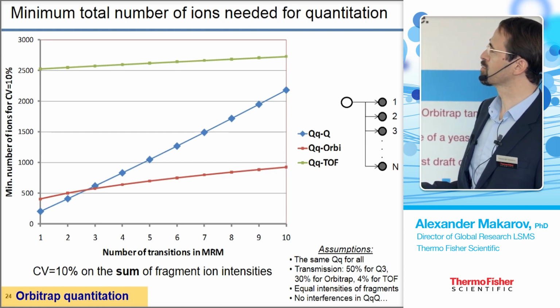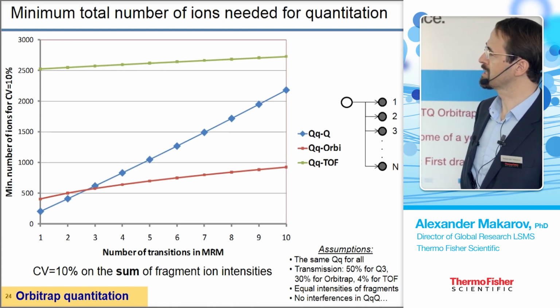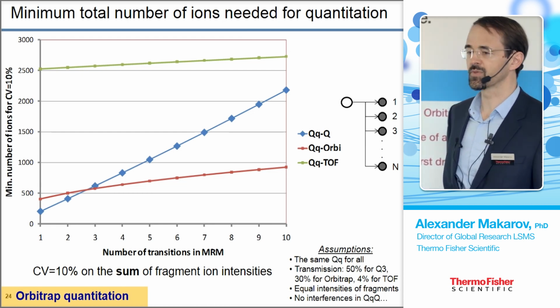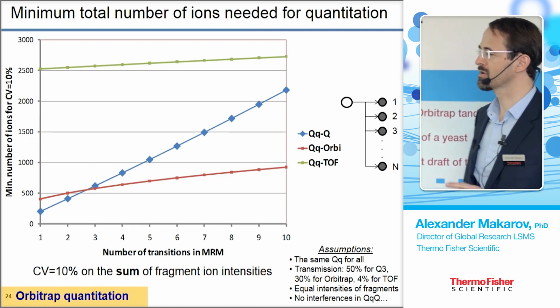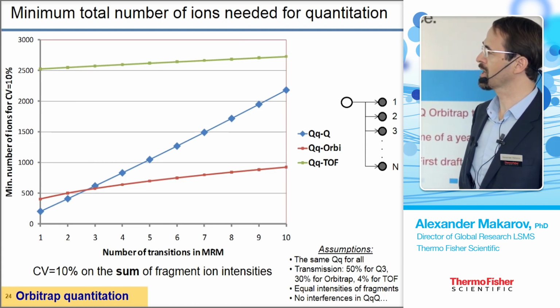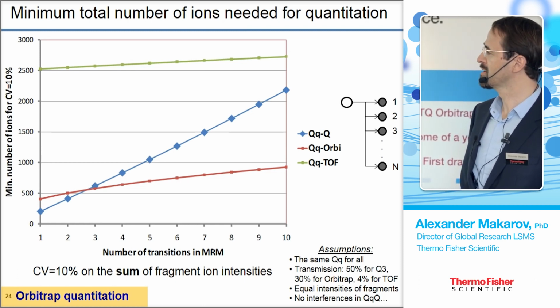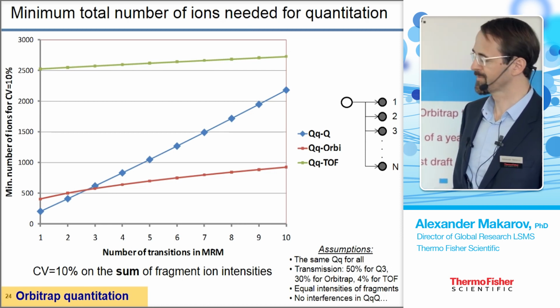And the same is true for time of flight, but there, because of orthogonal acceleration, we start from a much higher level due to lower transmission. And this basically shows that somewhere around 3-4 channels for quantitation, Orbitrap becomes even more sensitive than triple quadrupoles, even without taking into account all advantages of high resolution, mass accuracy, and so on. And this is what we currently observe in the field of peptide quantitation, where more like 4 to 6 fragments are needed in order to quantify the precursor.